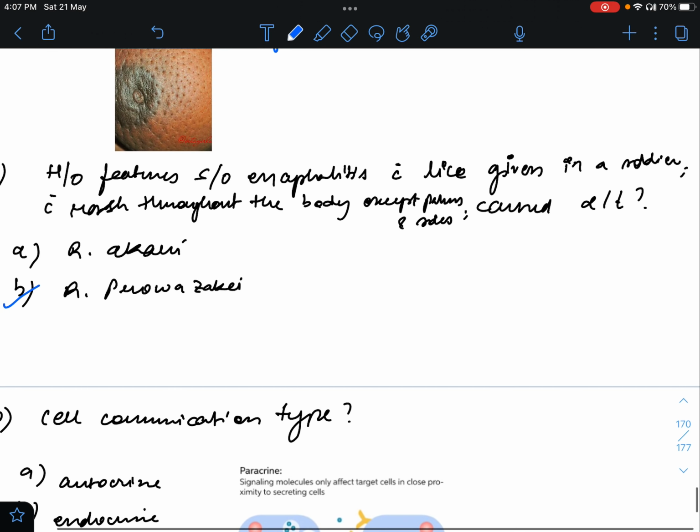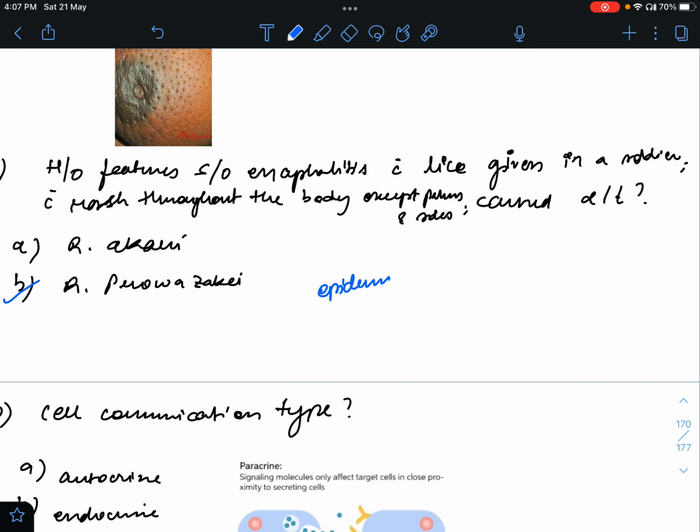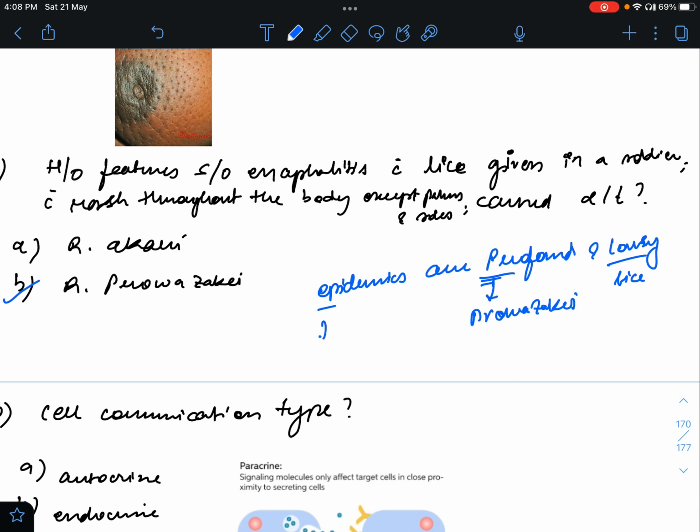There is a simple mnemonic to remember this, given by our micro ma'am: epidemics are profound and lousy. I haven't forgotten this mnemonic, it is such a nice one. Profound and lousy, so it is caused by louse, lice, and profound means it is Rickettsia prowazekii, and it causes epidemic typhus. That is one.